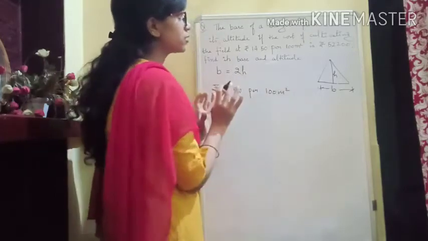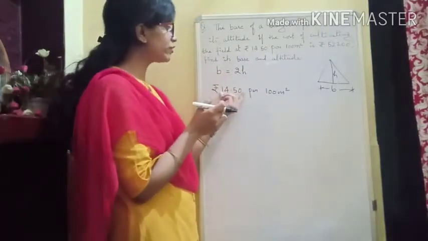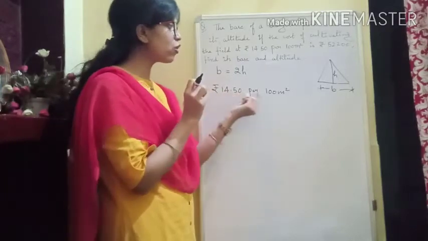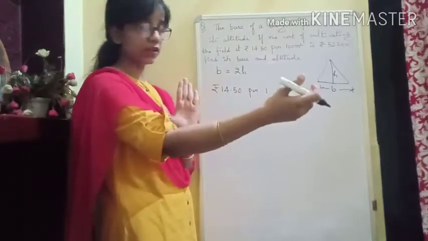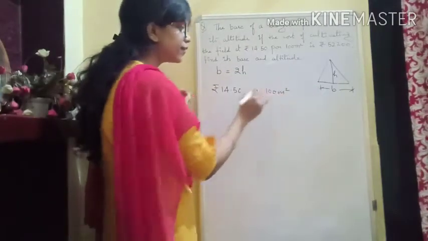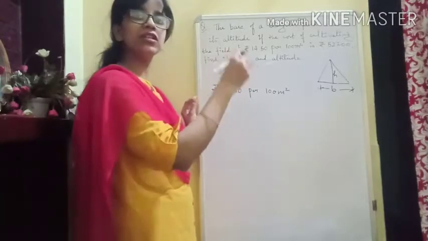By the way, whatever cost is given, let's understand this. 14.50 is the cost per 100 meter square. It is not the cost per meter square. It is the cost per 100 meter square. So you can simply calculate the cost per meter square.